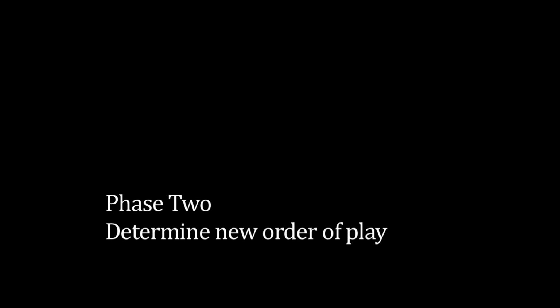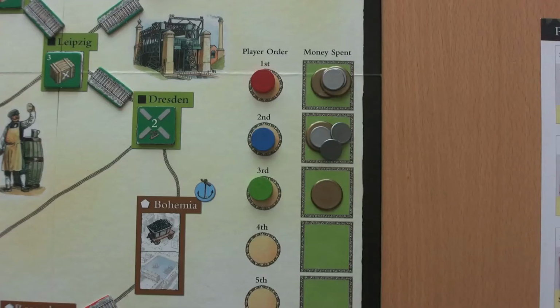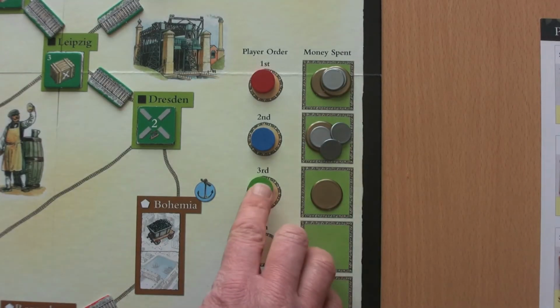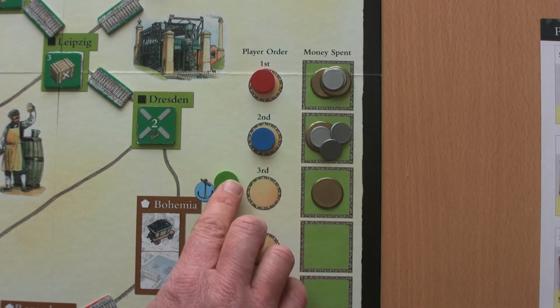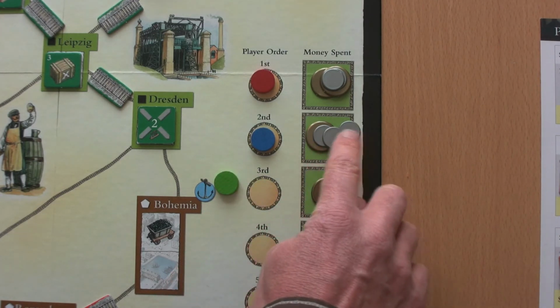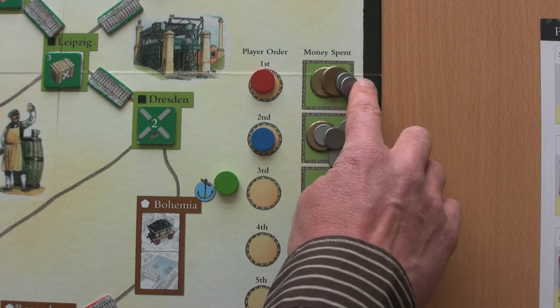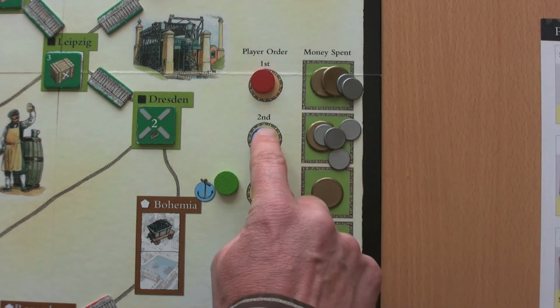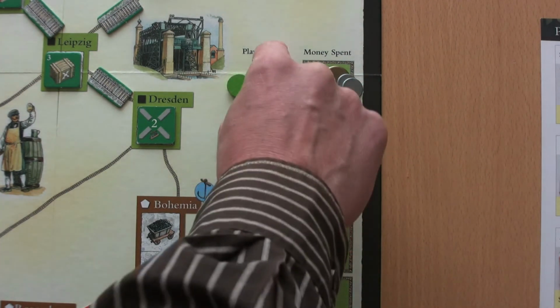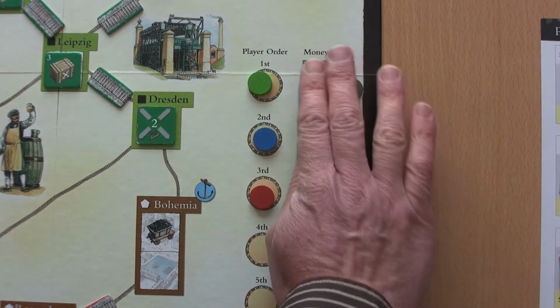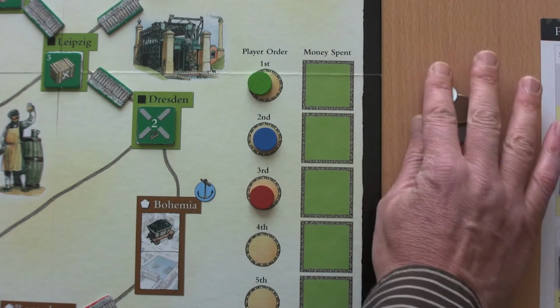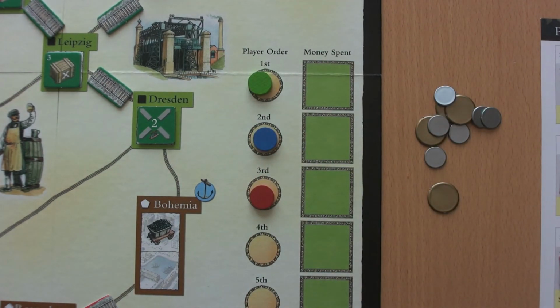Phase 2. Determine new order of play. When all players have completed their 2 actions, the game proceeds to this phase. The player that has spent the least amount of money becomes the new first player in the next round. The player who spent the second least amount of money occupies the second position, and so on until all players are given a new start position.